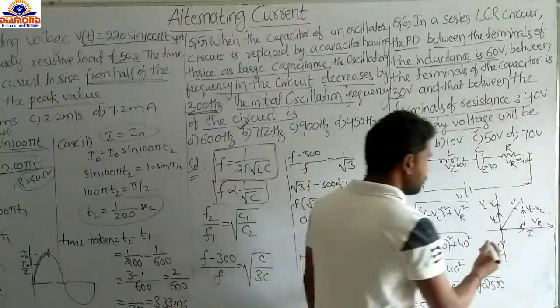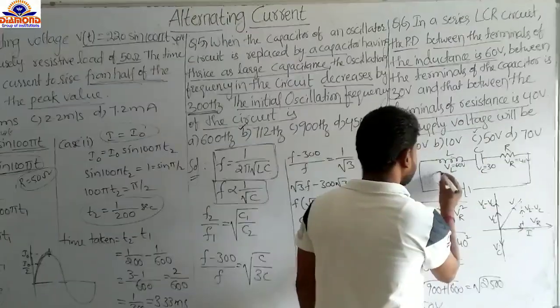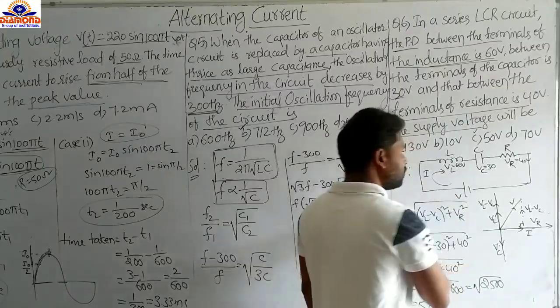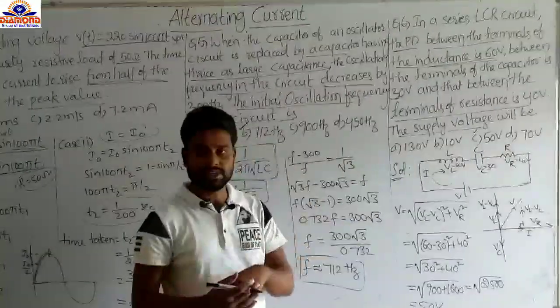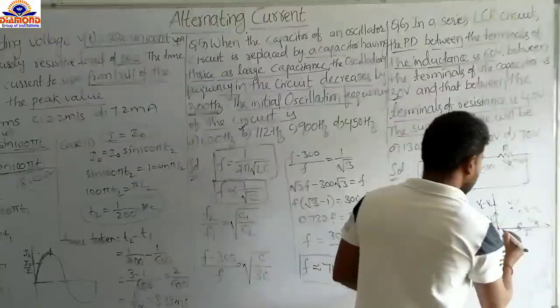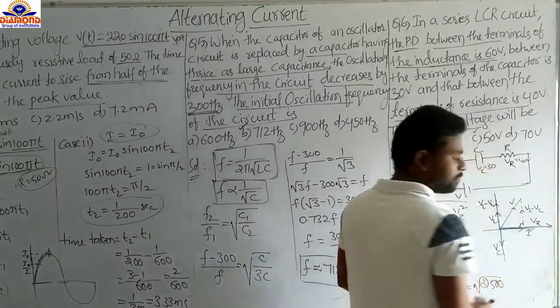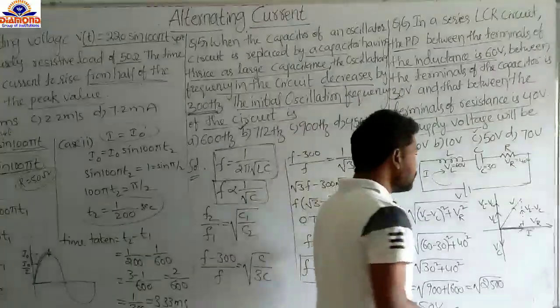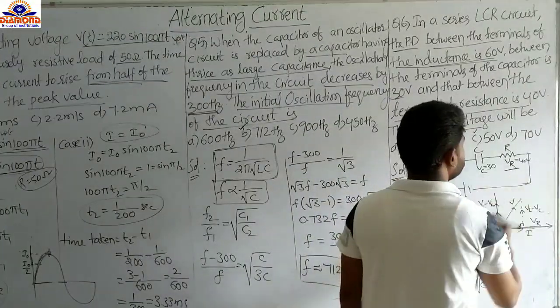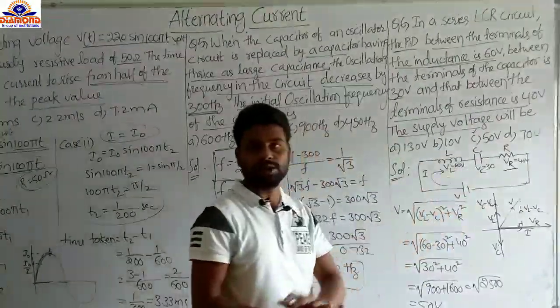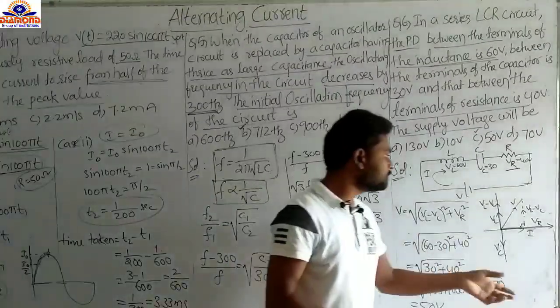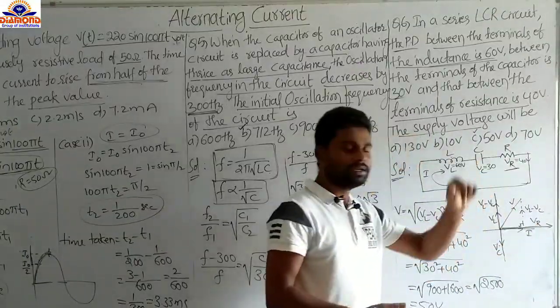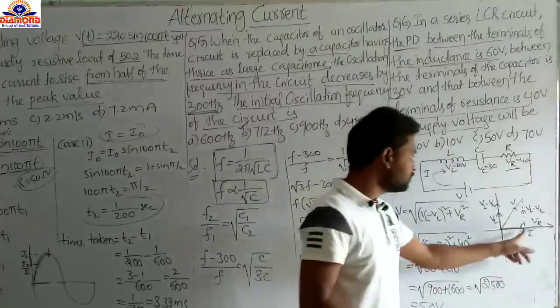Now all these components are connected in series, so the current flowing through all of them is the same. I am taking the current I on the positive x-axis. If current I is on the x-axis, the potential difference across the resistor, VR, is also on the x-axis, because there is no phase difference between the voltage and current through a resistive circuit. So both are in the same direction.